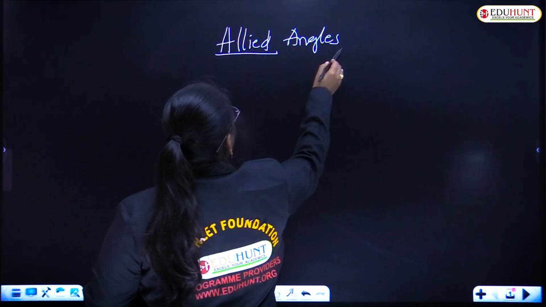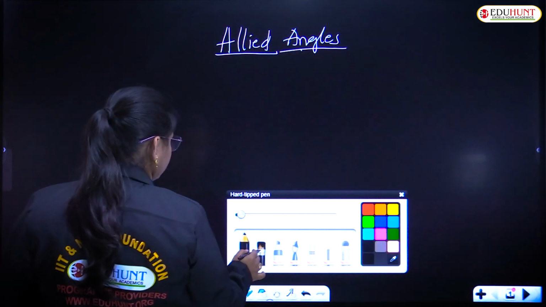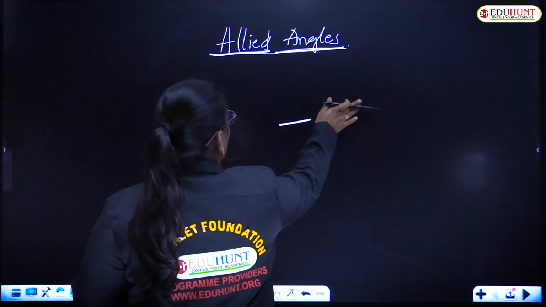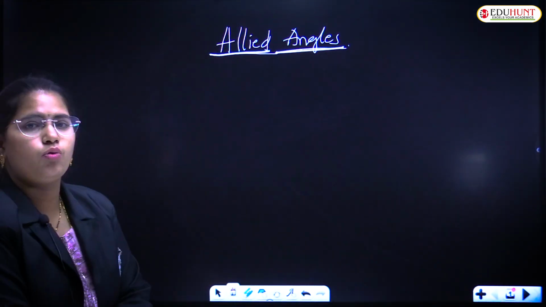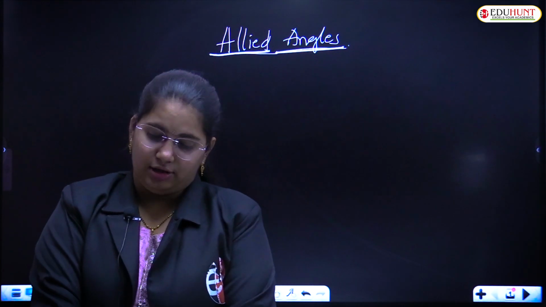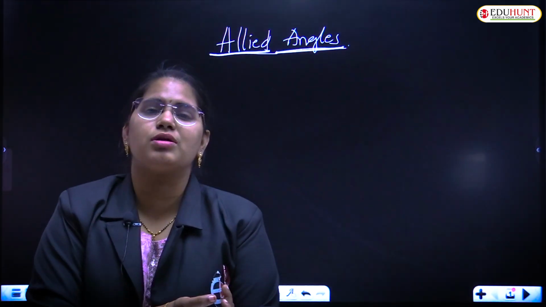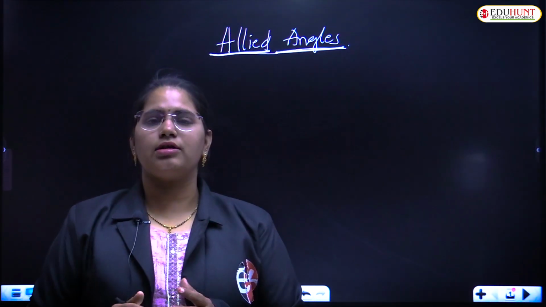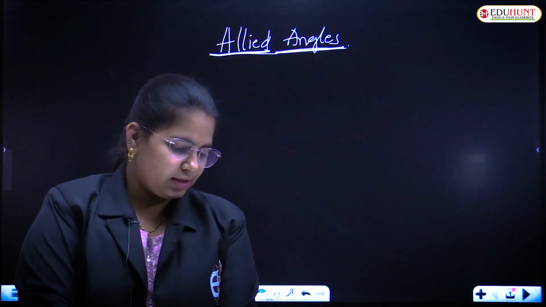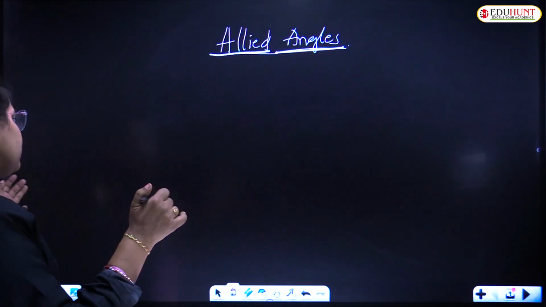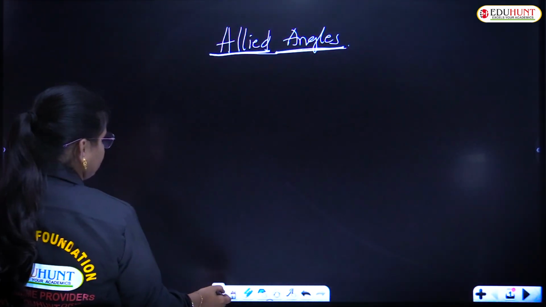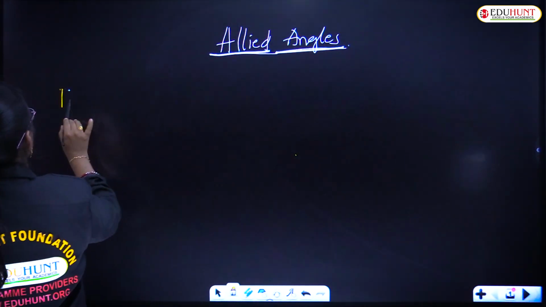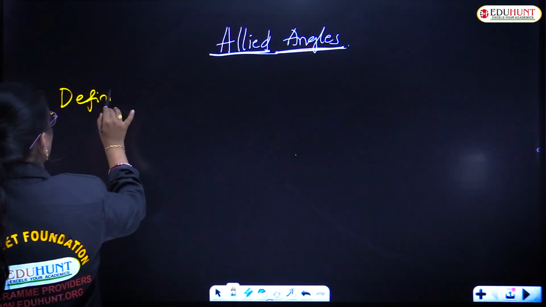Is it visible to all? Just a minute, we'll change it. Yeah, it is allied angles. What do you define as an allied angle? Here I have used the plural form, it should be allied angles. Let me give the definition of allied angles. So, what is the definition of allied angles?